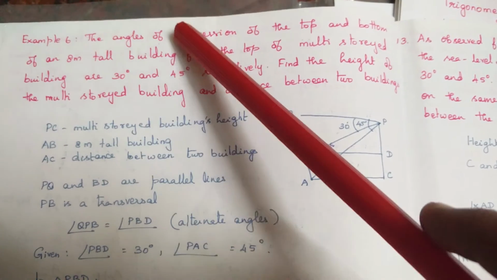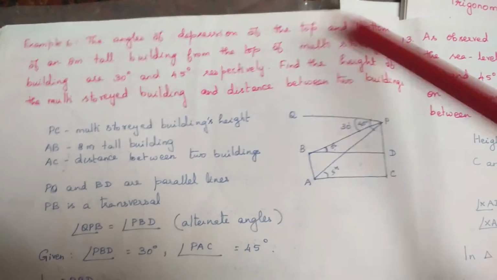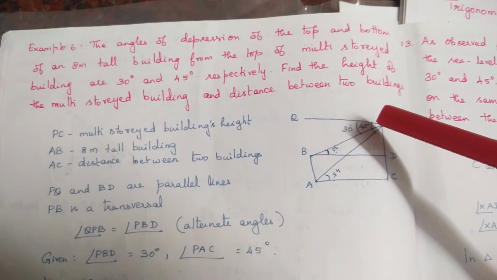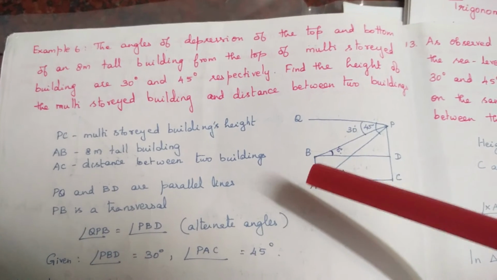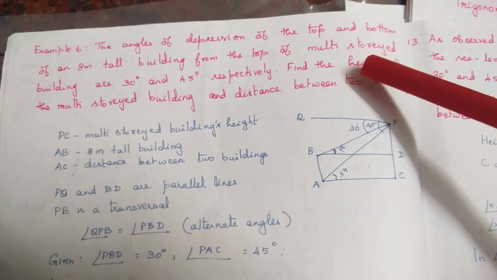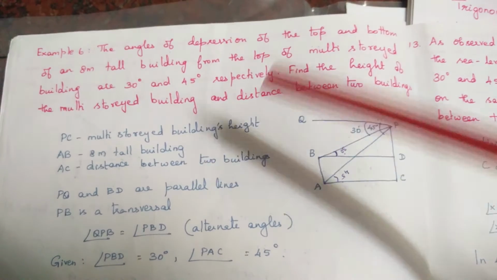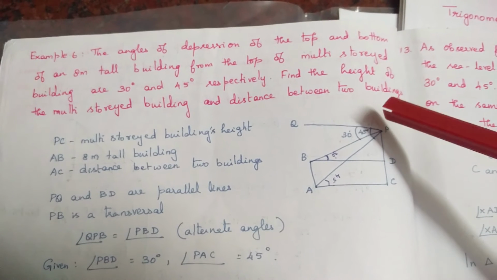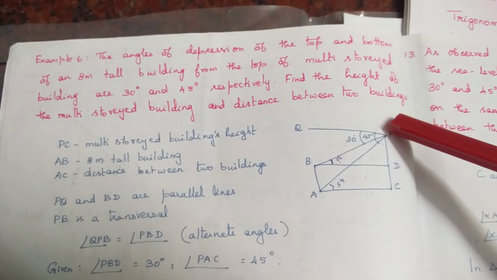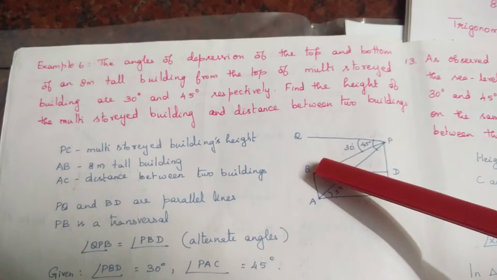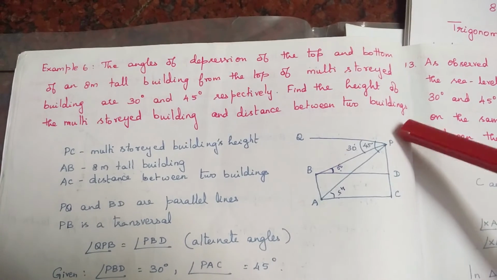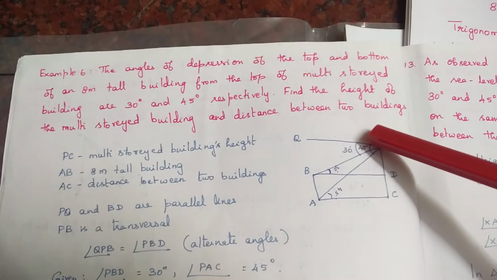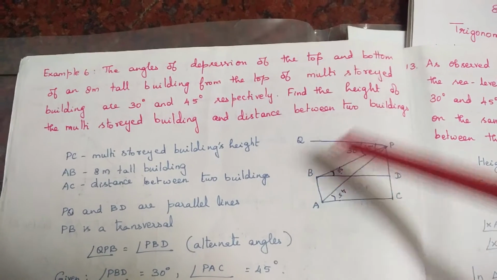The angles of depression of the top and the bottom of an 8-meter tall building, from the top of a multi-storied building, are 30 degrees and 45 degrees. Depression means you have to see from the top to the bottom. So PC is the multi-storied building, and AB is the tall building. From the top of the multi-storied building, you have to see the top of the tall building and then the bottom of the tall building.